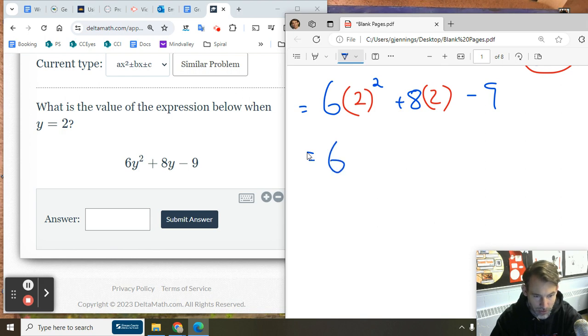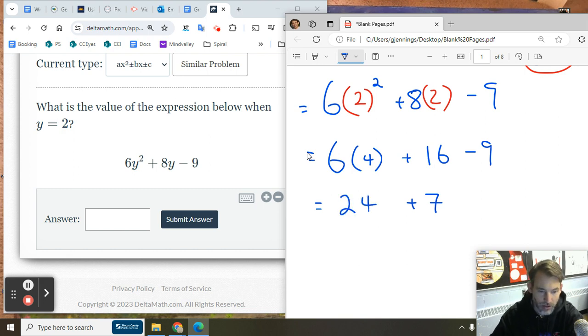I better do that first. 2 squared is 2 times 2, so that's 4. Plus 8 times 2. Sure, let's do it. 16. Minus 9. 16 minus 9, we can do that. That's 7. 6 times 4, we can do that. That's 24. And then 24 plus 7, that's 31.